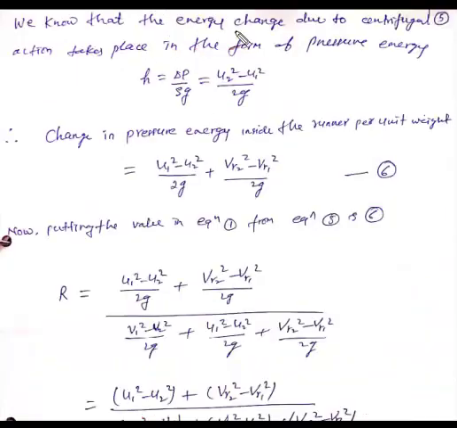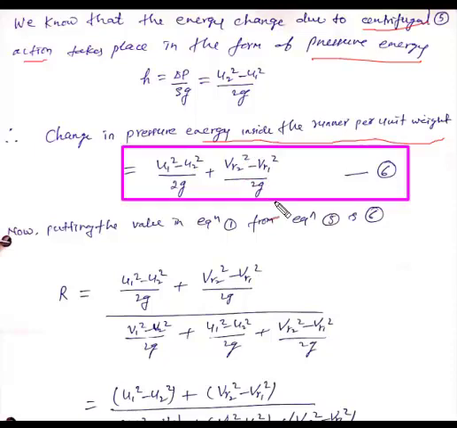Since we know that the energy change due to centrifugal action takes place in the form of pressure energy, therefore here pressure head is equal to (U2 square minus U1 square) upon 2G. Therefore the change in pressure energy inside the runner per unit weight will be equal to (U1 square minus U2 square) divided by 2G, which is due to the centrifugal action, plus (VR2 square minus VR1 square) divided by 2G. This is the static head. This is equation number 6.